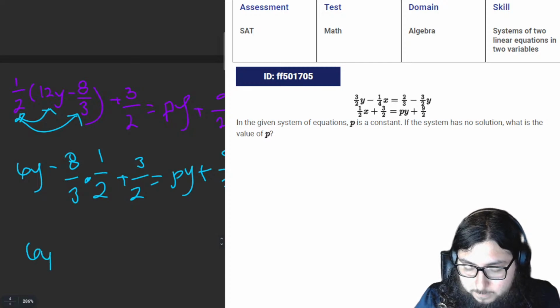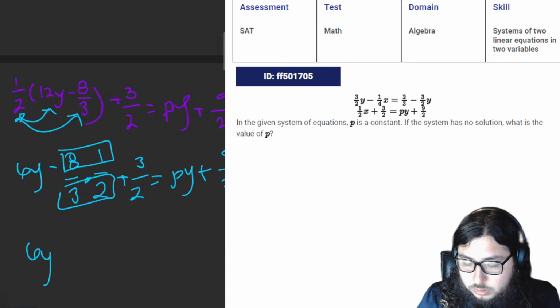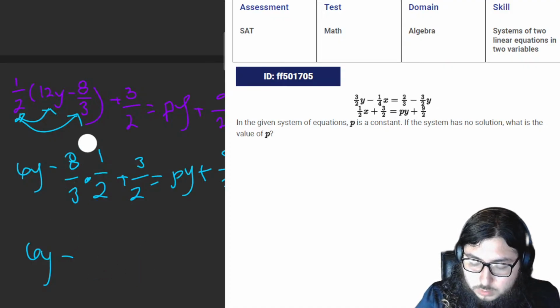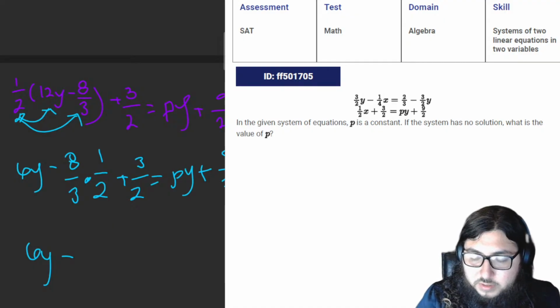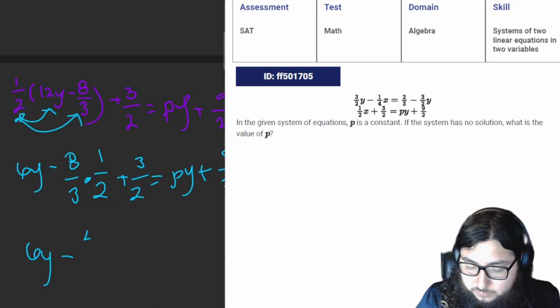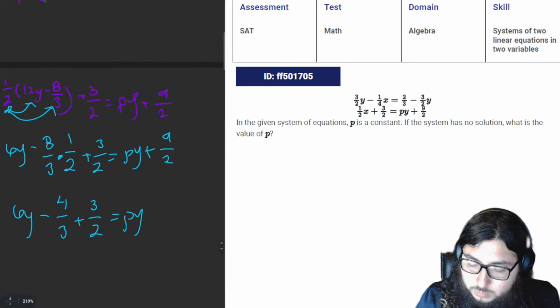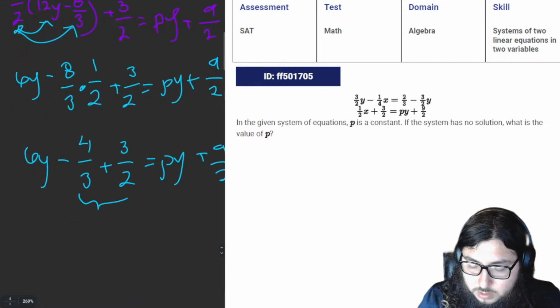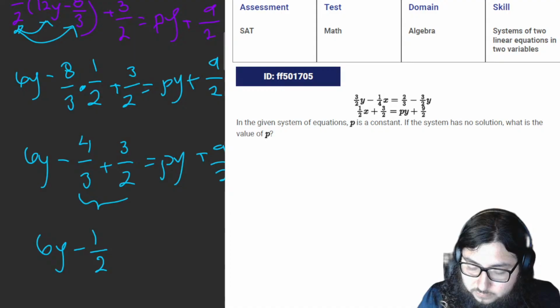So we got 6y, multiply straight across, minus 8/6 plus 3/2. Or, to simplify our lives, we would reduce the fraction anyway, but 8 divided by 2 is 4. So we could write this as 4/3 plus 3/2 is equal to py plus 9/2. Last step, combine these terms to get 6y minus 1/2 is equal to py plus 9/2.